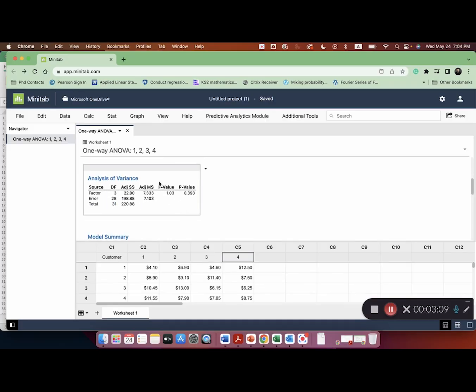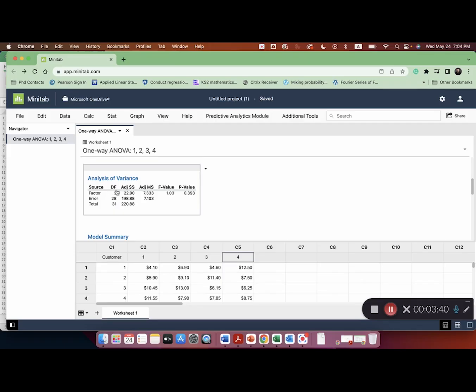This is the analysis of variance. This is the SS. This is the factor. This is the SSB, sum of the squares between samples, 22. Sum of the squares within samples, or sum of the squares of the error, right? If you add these 2 values, you get the total SST, 22088.